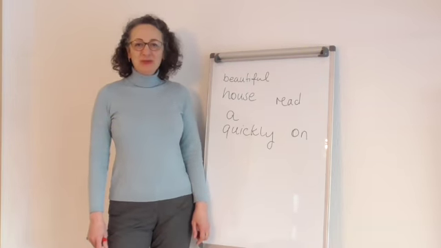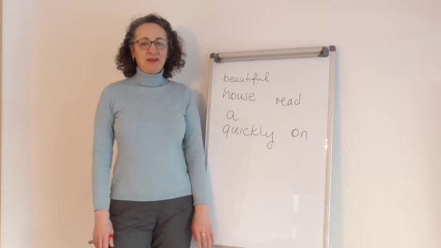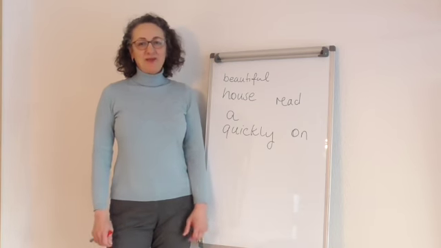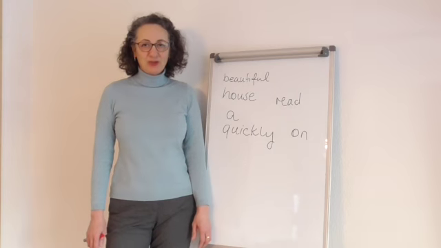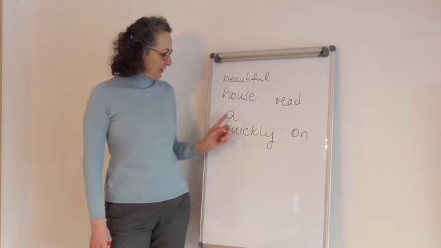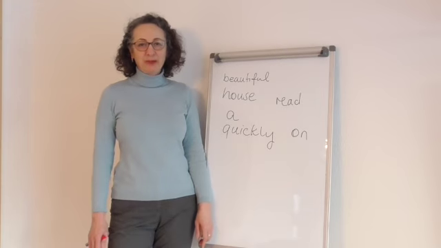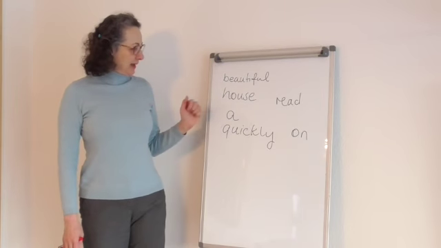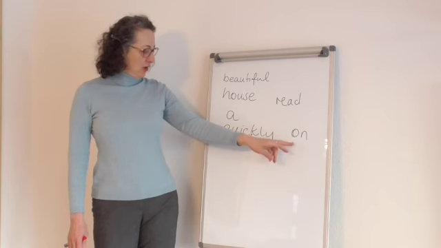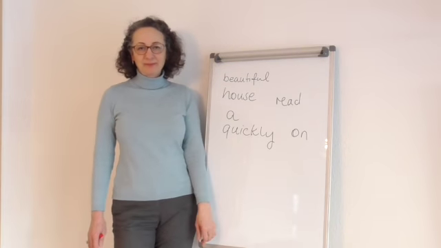Today I want to start with very basic stuff. Let's think about what language is made of. Of course, words. Okay, I have here 1, 2, 3, 4, 5, 6 words for you. Beautiful, house, read, a, on, and quickly.